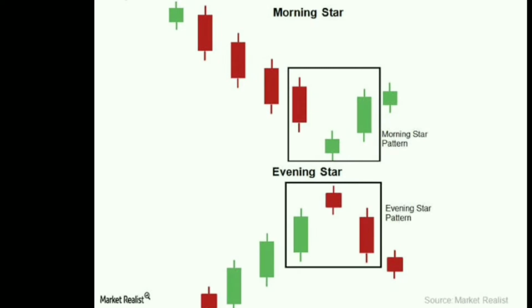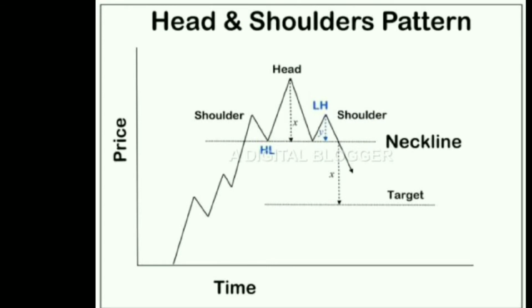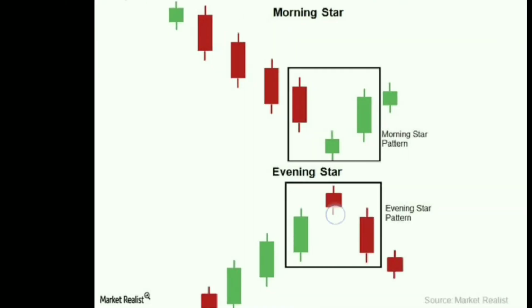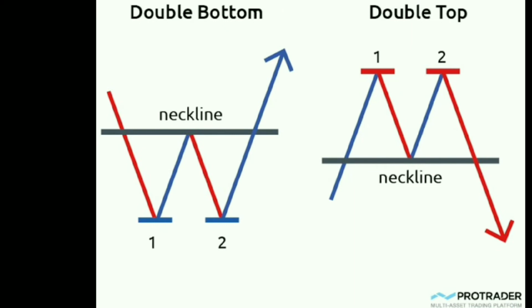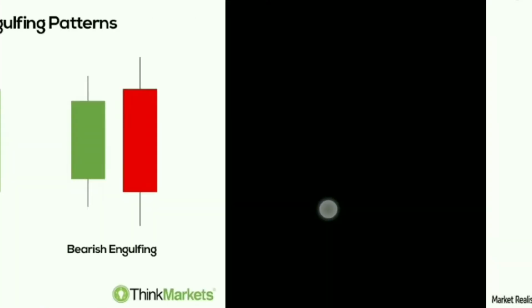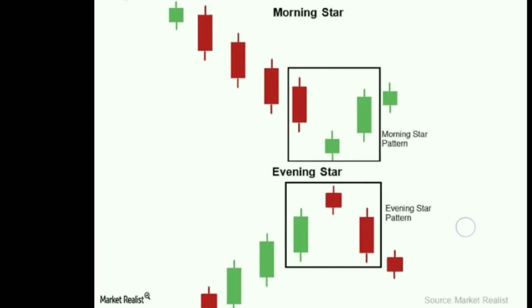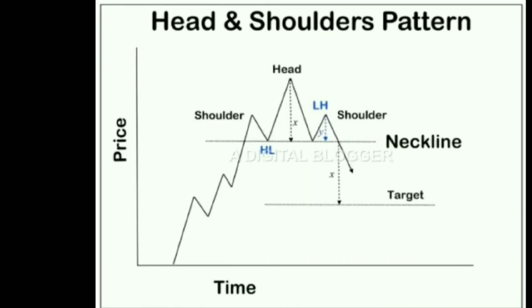And there is the morning star pattern. There are two types, the morning star pattern and the evening star pattern, and the last one is the head and shoulder pattern, right? So these patterns will help you trade on binary. This will work: the double top and double bottom pattern, the engulfing pattern, the morning star and the evening star, and the head and shoulder pattern. So let me give you some examples on a live market.